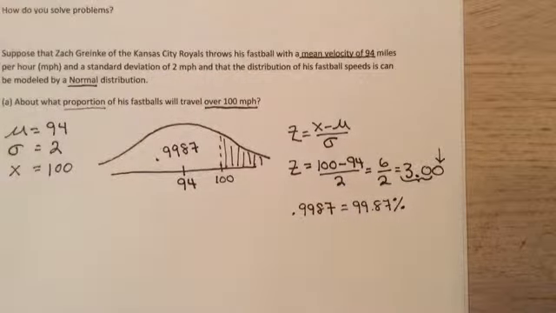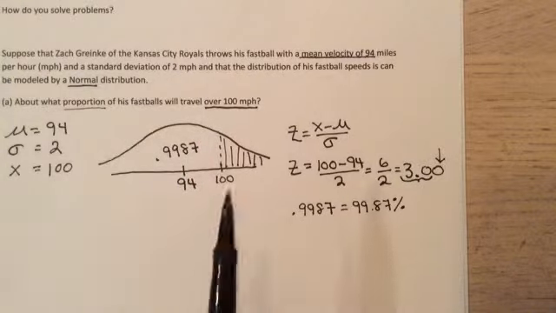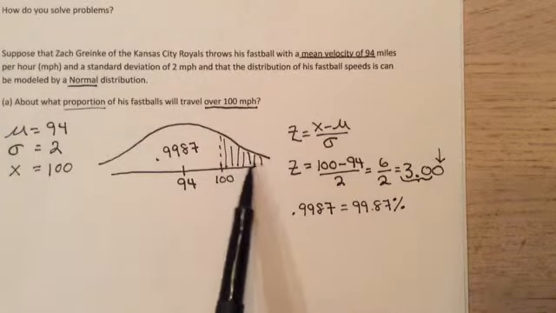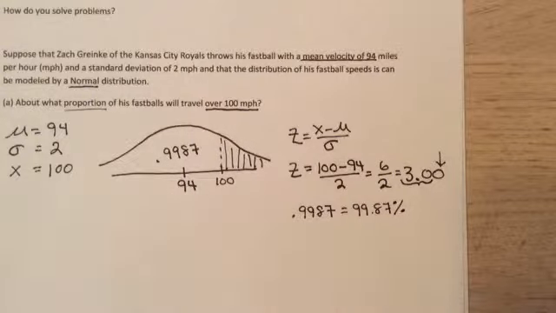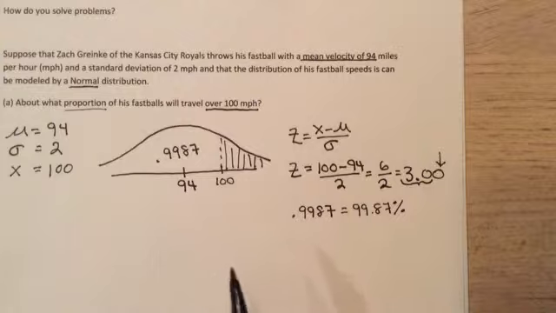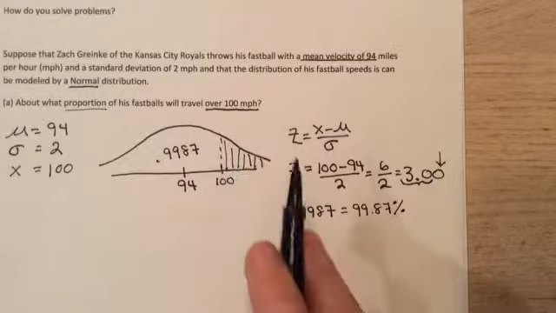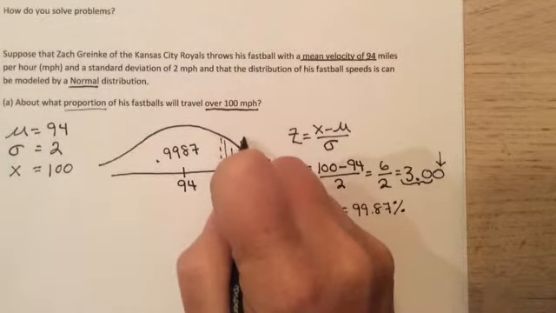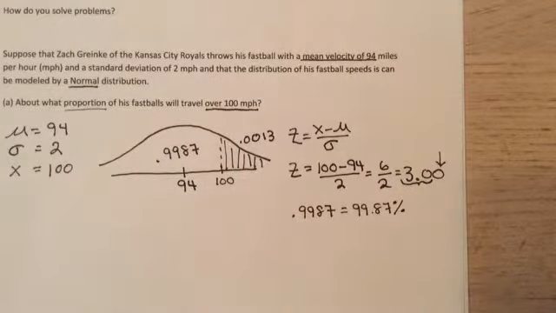But that wasn't the question that was being asked. We wanted to know the proportion of fastballs that went more than 100 miles per hour. So we're looking for this space on the other side. Well, knowing that the entire area under the curve is 100%, if we take 99.87% away from that, we end up with the unshaded area 99.87%, and the shaded area is 0.0013, or about 0.13%, a pretty small area.